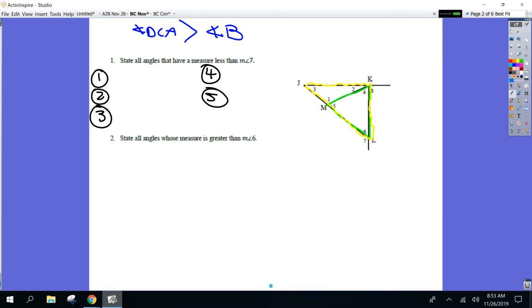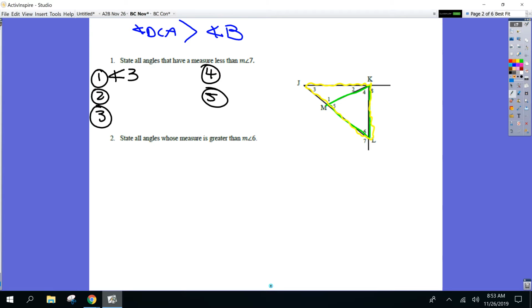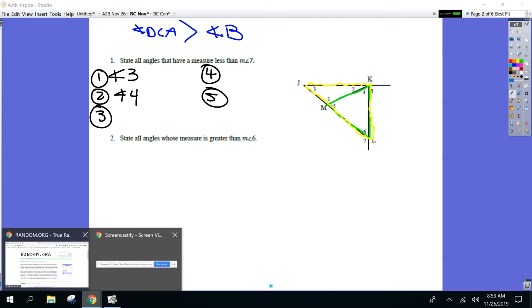Name an angle that's less than 7. Angle 3 is a good start. Angle 3. Why? Because it's a remote interior in triangle JKL, the yellow one I have up here. All good. All right, 1 down, 4 to go. Another angle that is less than 7. Angle 4? Yeah, you're right. Angle 4. Now it's a different triangle, though. Angle 4 is a remote interior for triangle MLK here. Good? All right, 2 down. Nice job.